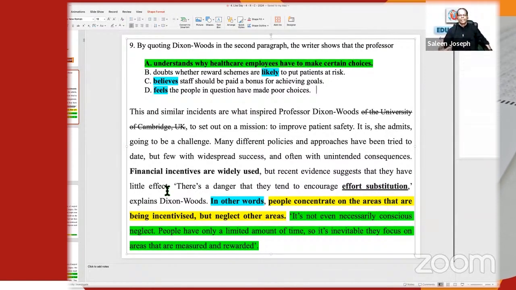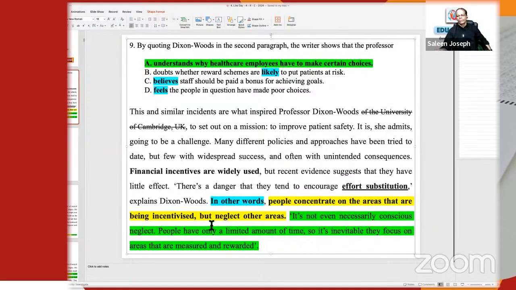A little means some. There's a danger that they tend to encourage effort substitution, explains Dixon Woods. In other words, people concentrate on the areas that are being incentivized, but neglect other areas. It's not even necessarily conscious neglect.